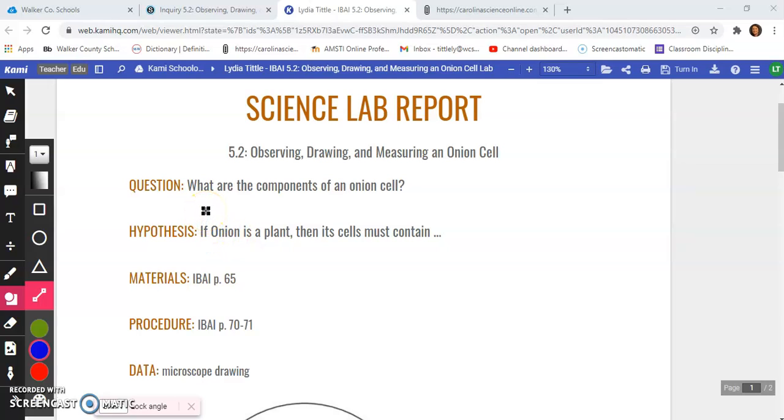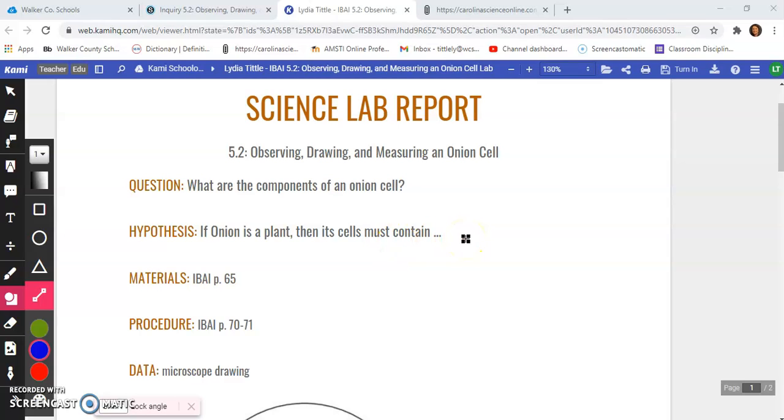So think back to the parts of a plant cell, parts of an animal cell, things like nucleus, cell membrane, cell wall, chloroplast, ribosomes, all those different components of the cell. Our question for today, what are the components of an onion cell? Is an onion a plant or an animal? Well, onions are actually plants, so for our hypothesis, if onion is a plant, then its cells must contain blank.